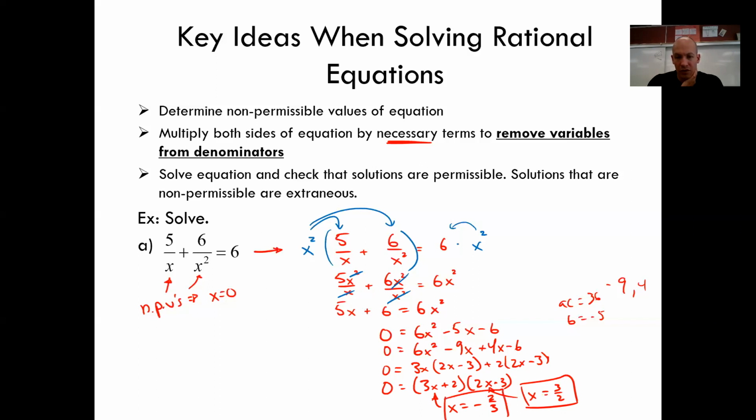Now, of course, we just solved that. Quite often you're going to end up with a quadratic equation. Not always, but quite often. And none of these are the non-permissible value of 0, so it turns out that they're both real. You don't have to write they're both real solutions, but I'm just going to write it here to be very clear. Okay, so they're both real solutions. Awesome.